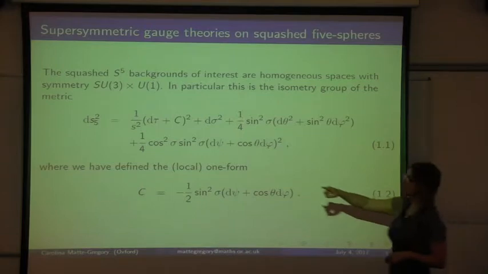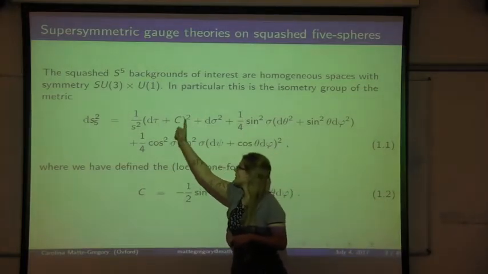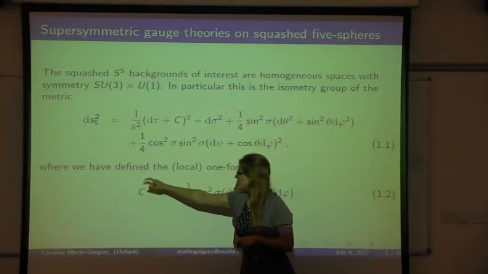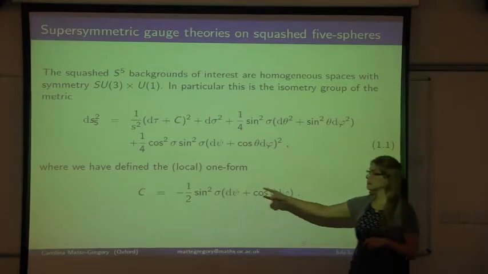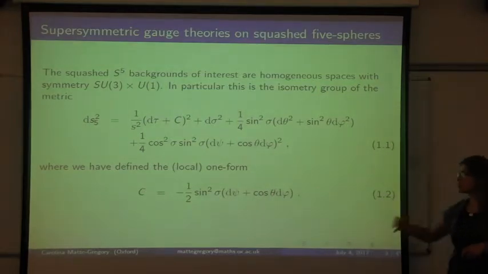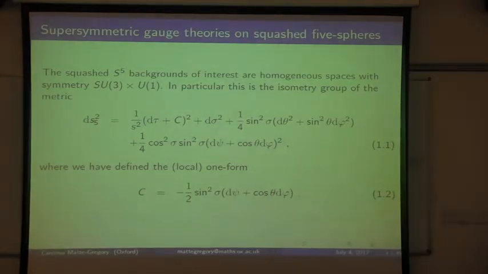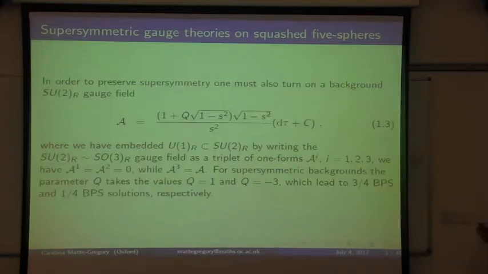This is very similar to what we've seen in those talks. This is my one-form, and in particular the derivative of this one-form will give me my Kähler 2-form on CP2. Right, so this is the setup.